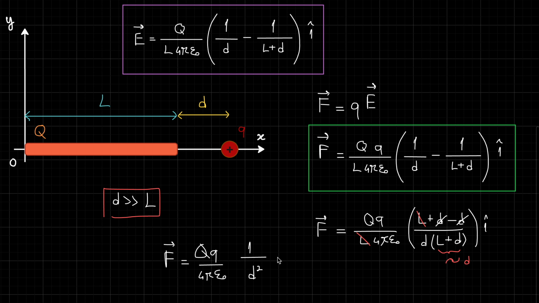Does this look familiar? I hope so. This is the Coulomb force, basically. The force between two point charges. Does it make sense? Well, yes, if the point charge lowercase q is very far from the line of charge capital Q, the line of charge acts like another point charge. That's why the expression for the electric force between them reduces to the force between two point charges.